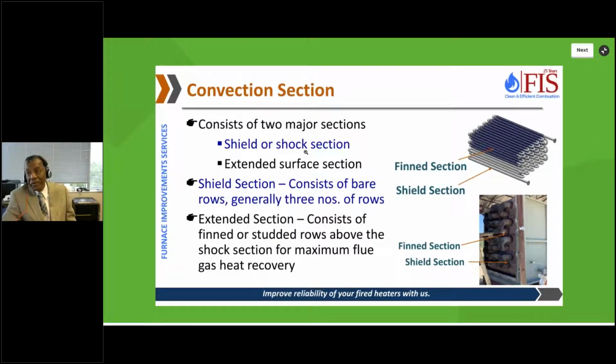Convection section has 2 major sections. We call it the shield section. The bottom 3 rows or 2 rows sometimes are called shield section. And then we have the extended surface. Shield section are bare rows, no fins or studs, and extended surface section are basically studded or finned rows above the bare tubes, and that's where the heat transfer is taking place.